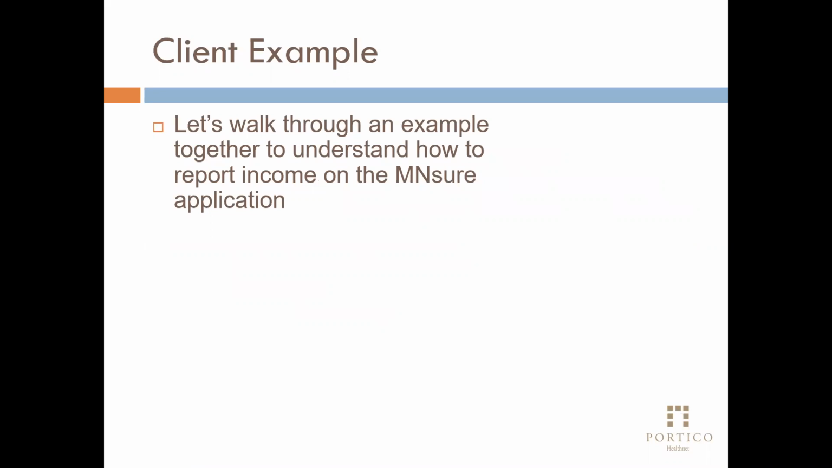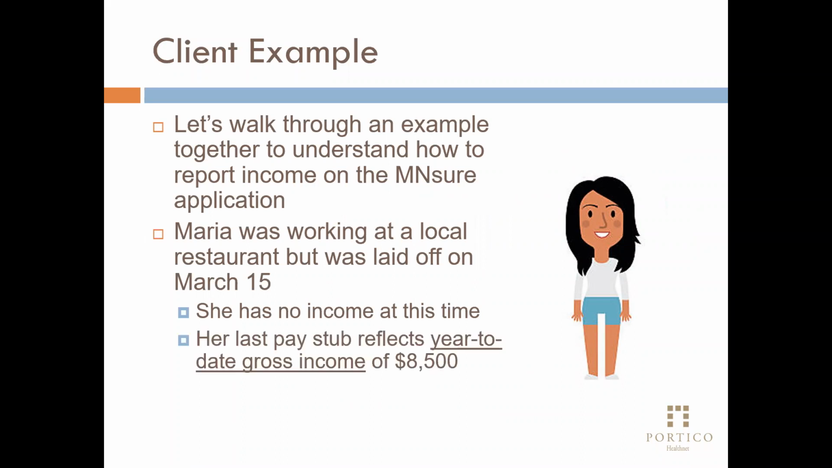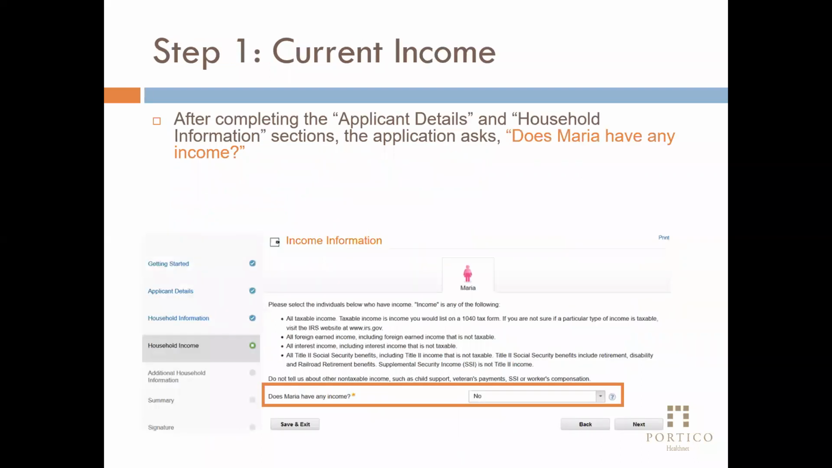So we're going to walk through an example together to understand how to report income on the MNsure application. Maria here was working at a local restaurant but was laid off on March 15th. She has no income at this time. Her last pay stub reflects year-to-date gross income of $8,500, and she applies through MNsure for health insurance on April 1st. So step one is going to be to provide information about Maria's current income.